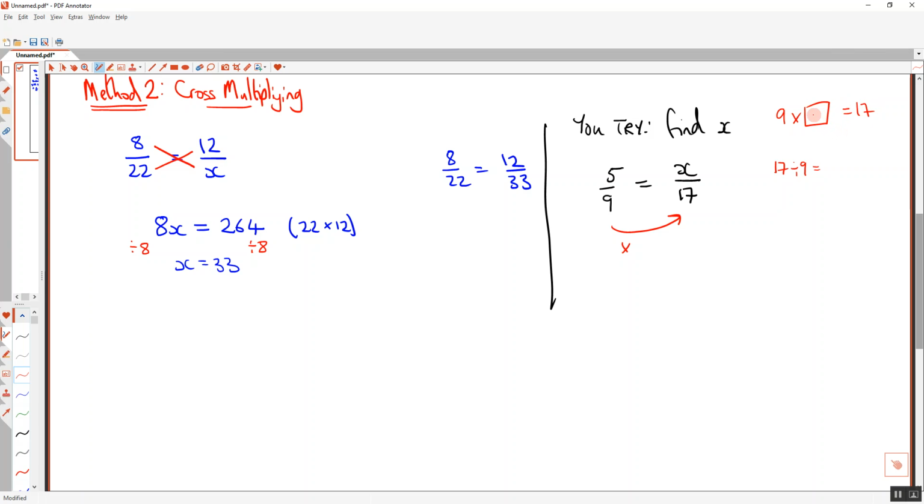So how do we work out what goes in the box? How do we work out what that number is? You divide, right. So what's 17 divided by 9? It doesn't look very nice, but what is it? It's not just 1. 1.9. 1.888. And what happens with those 8s? It keeps going on forever, right?